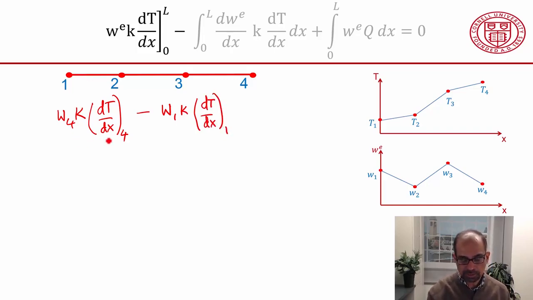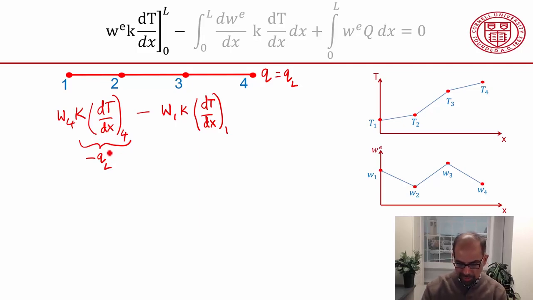Let's take a look at this term here. This is related to the flux boundary condition at the right boundary. If you recall, we say that the flux at the right boundary is given and equal to some value. And that's related to here. In fact, that's just going to be minus q times qL from Fourier's law.